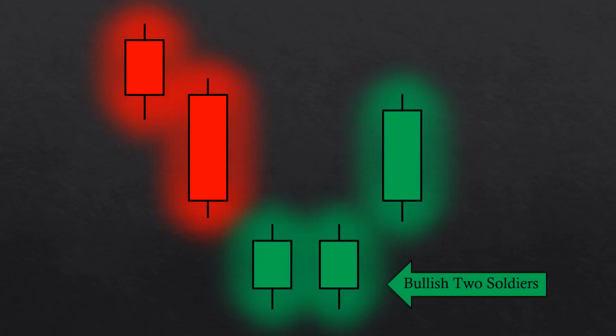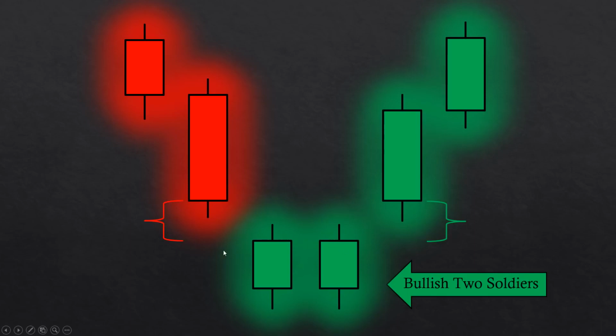The bullish two soldiers appear when price is going down in order to signal a reversal to the upside. Pay attention to the fact that both candles that form the pattern are isolated by one gap down before the first candle and one gap up after the second candle.